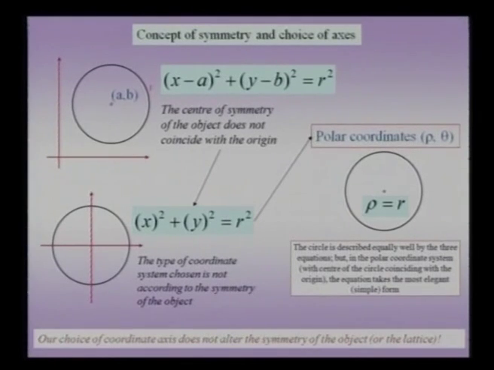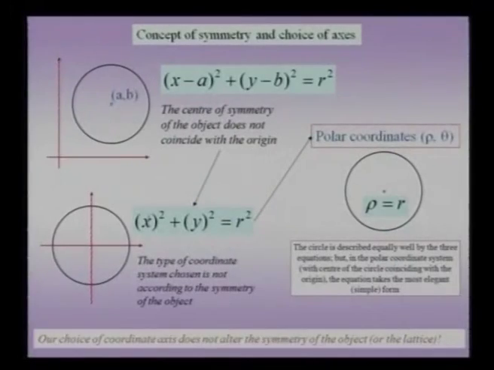Now by merely changing the coordinate axis, I have not altered the symmetry of the circle. It's obvious. But let's look at the equation describing this circle. What is the equation? The equation is x squared plus y squared equal to r squared.